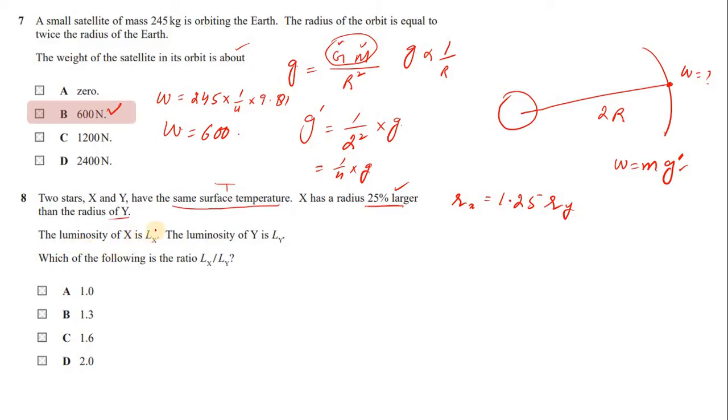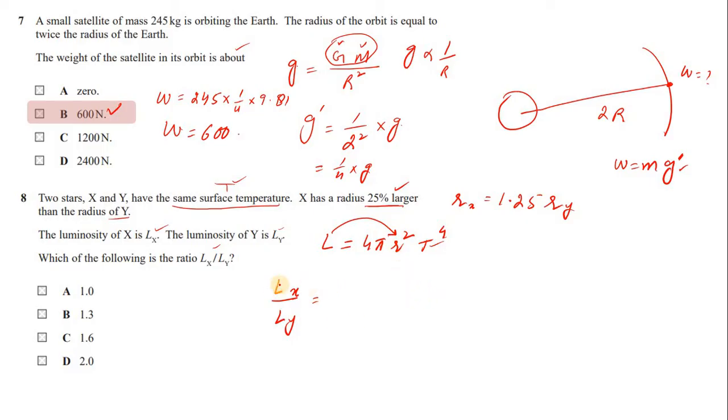The luminosity of X is Lx, the luminosity of Y is Ly. What is the ratio? Again, a typical question of finding the ratio of luminosity. According to Stefan's law, luminosity is 4 pi r square into T to the power 4. They have the same temperature, so nothing to do with the temperature, and 4 pi is constant. So Lx divided by Ly, luminosity only depends on the radius.